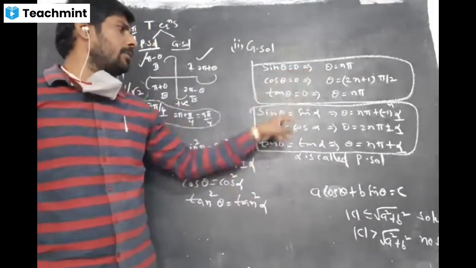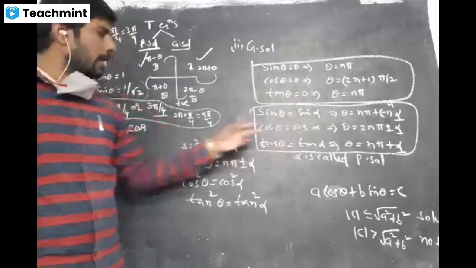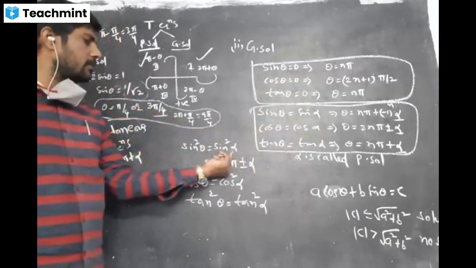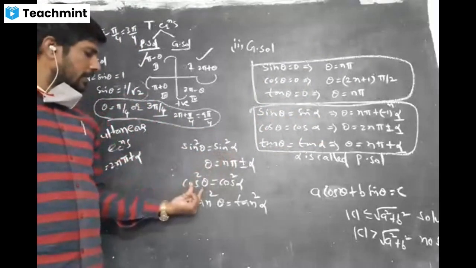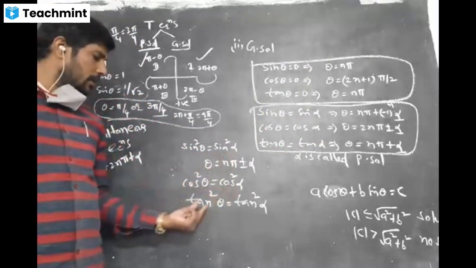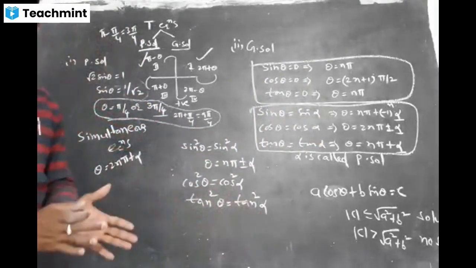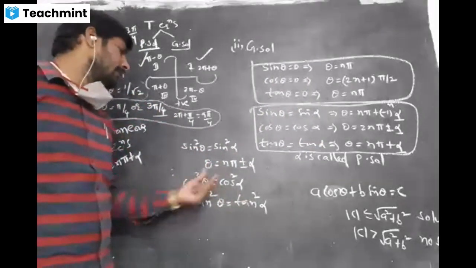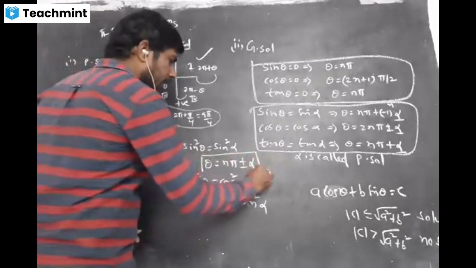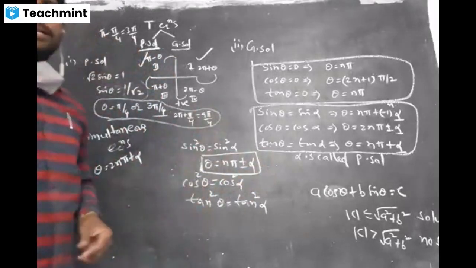Here sin theta is equal to 0. Here sin theta is equal to sin alpha. And the same way, sin square theta is equal to sin square alpha, cos square theta is equal to cos square alpha, tan square theta is equal to tan square alpha. Whenever we have to take squares, our solution is the common solution: theta is equal to n pi plus or minus alpha.